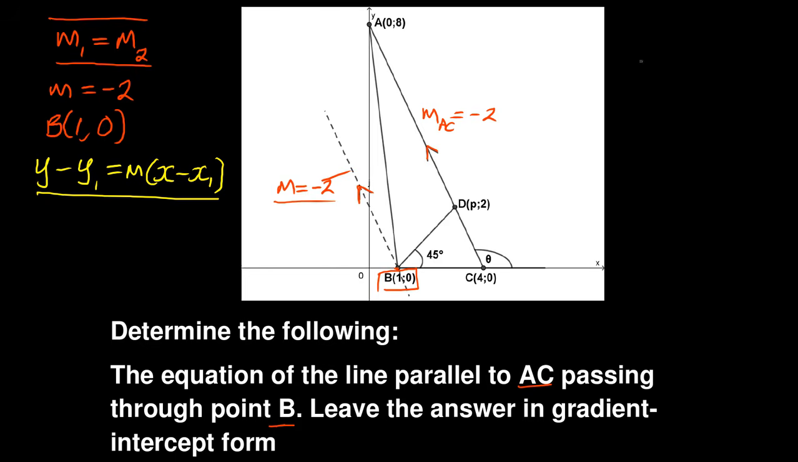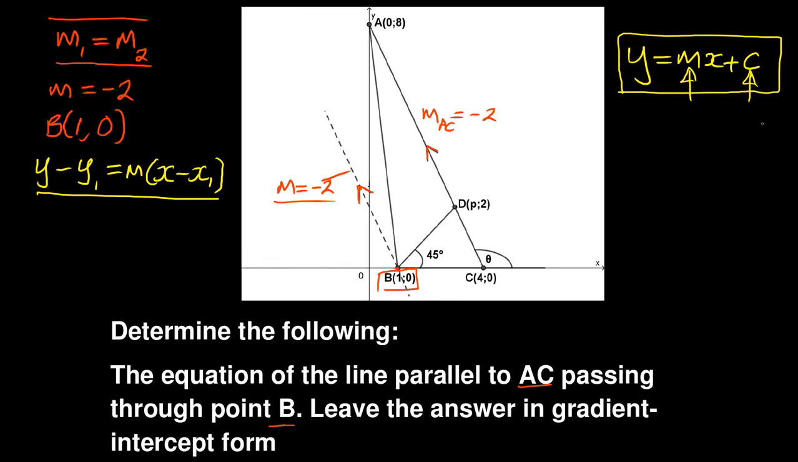Let me write the other formula on the other side. The other formula you could have used is the general formula of a line, y is equal to mx plus c. Personally, I prefer this formula because it gives your answer already in gradient intercept form. Why? Because m is the gradient and c is the intercept. So when they say gradient intercept form, they are talking about the form y is equal to mx plus c.